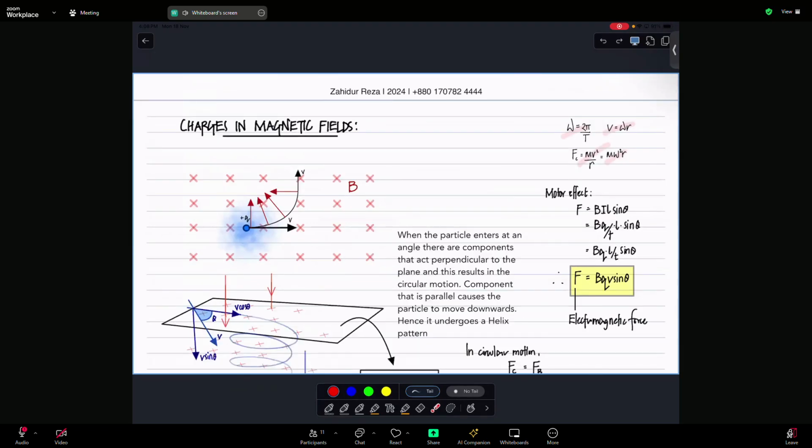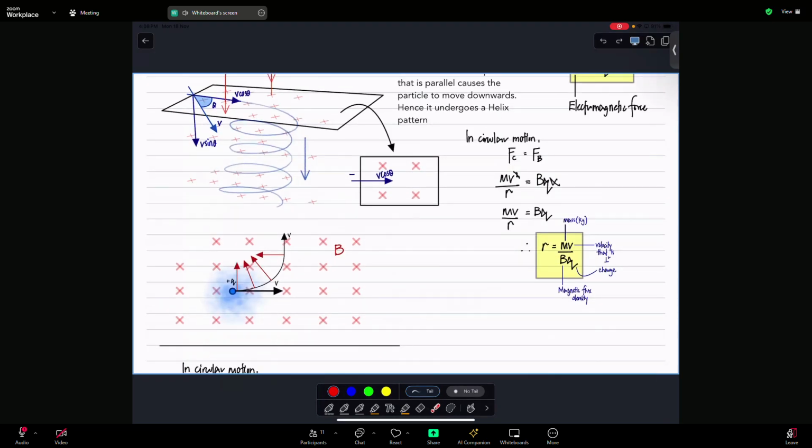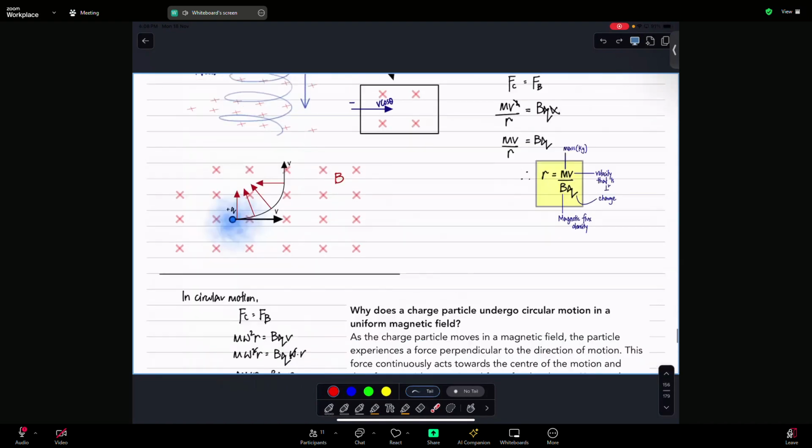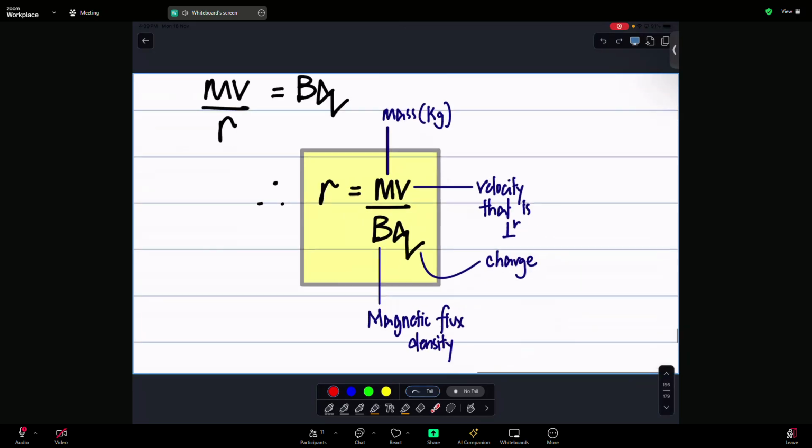Okay, so yeah, that is the formula: F equals BQV sin theta. Now, just like every other circular motion that we have seen, your centripetal force is provided by some other force. So in this particular scenario, who provides your centripetal force? The magnetic force, the electromagnetic force. And once you equate them, you get this equation out there.